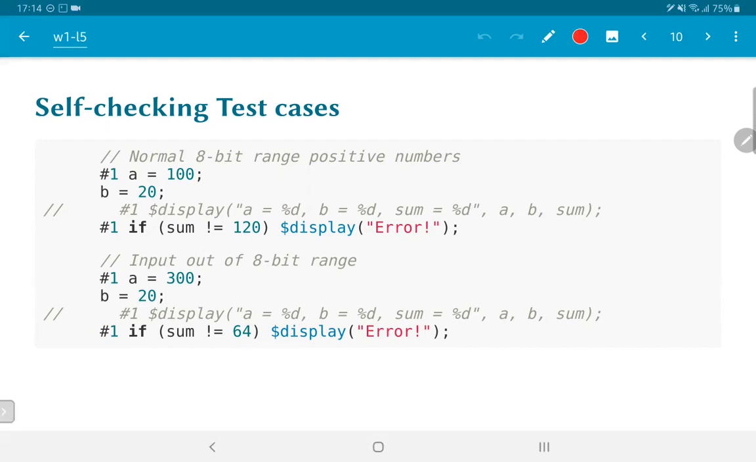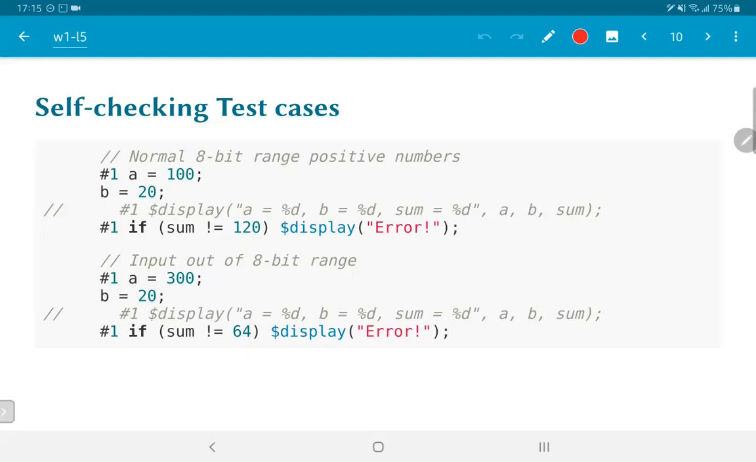In the ideal situation, rather than displaying an error, you should probably just accumulate the number of errors and at one point right at the end of the simulation, print out the number of errors and print a pass or fail message along with that. Now, similarly, you could also handle extra cases.